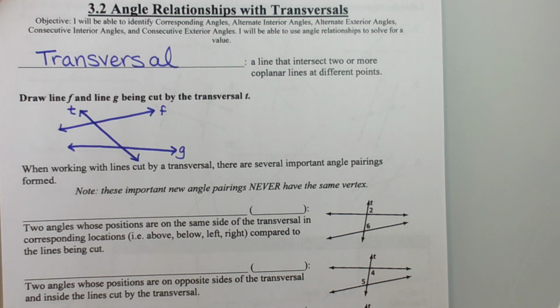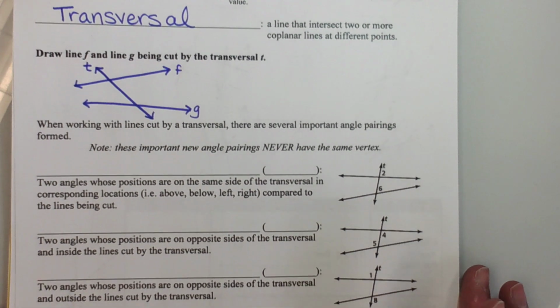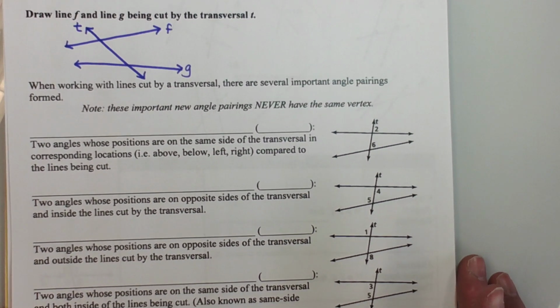When I have two lines, and they say it's being cut by a transversal, that's the terminology that tends to be used. When I have two lines being cut by a transversal, 8 angles emerge. There's one, there's one, there's one, and so on, creating a lot of different angle relationships.